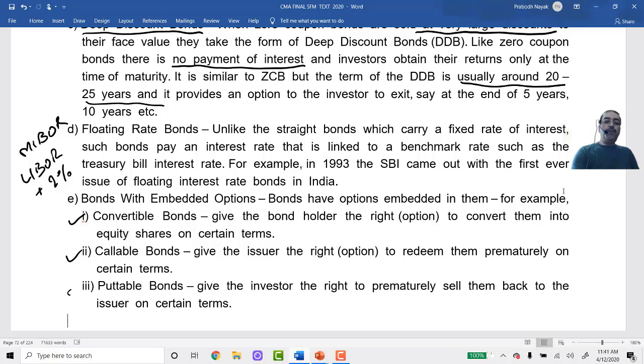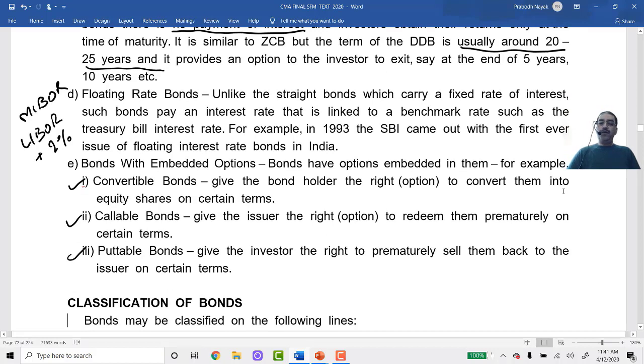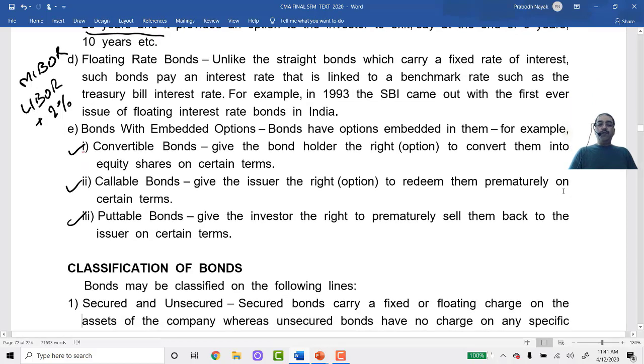Then we have something called puttable bonds. Puttable bonds are those bonds which have the option now given to the holder of the bonds. That is, the debenture holder or the bondholder is given the option that at any point of time he can sell back the bonds to the issuer before the due date, but by giving a due notice. Okay, so that is callable bonds and puttable bonds.